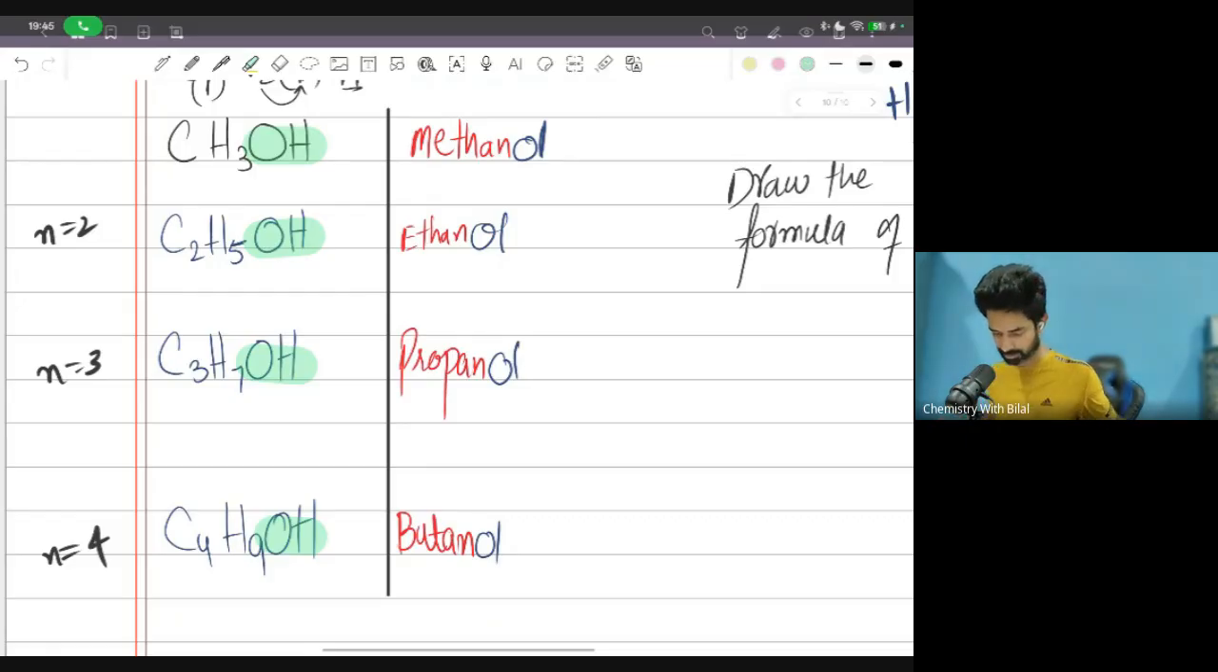So they are Pakistanis, right? So they must have the same common features. And that's why they all end with -ol. Methanol, ethanol, propanol, butanol. Make sense, everyone?